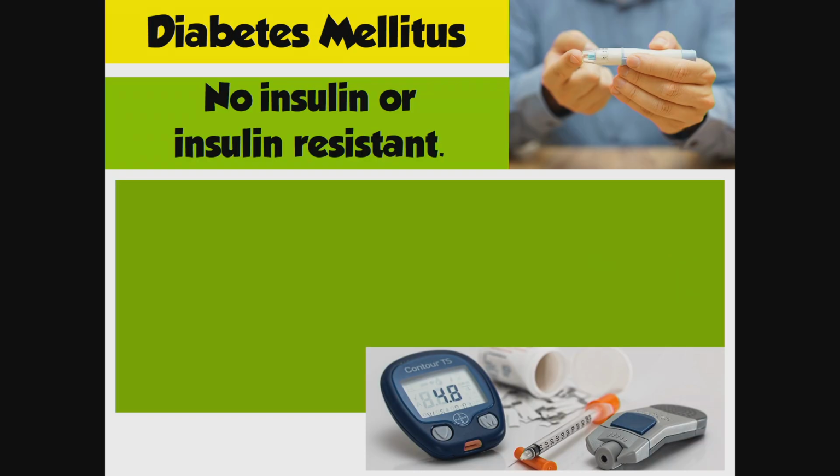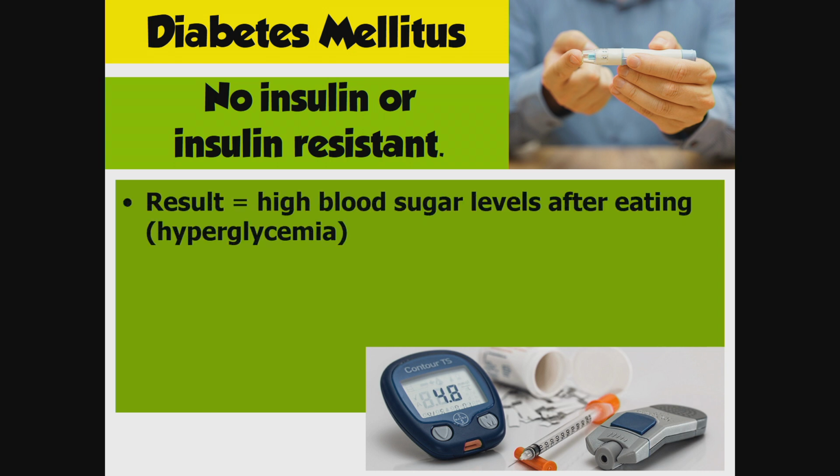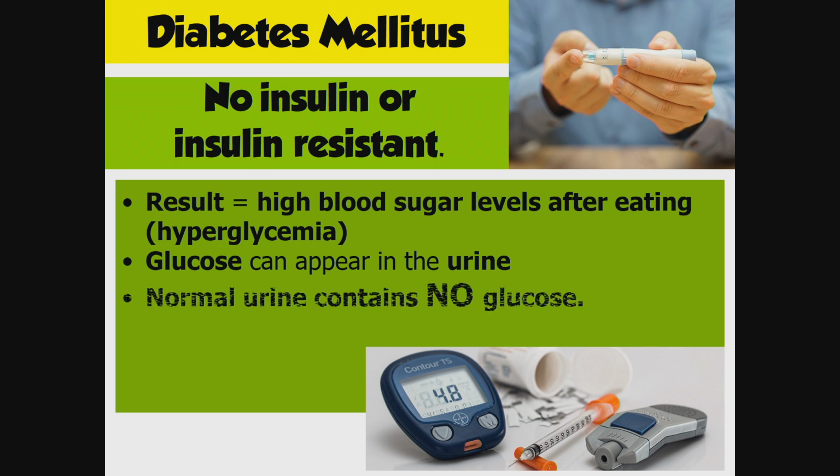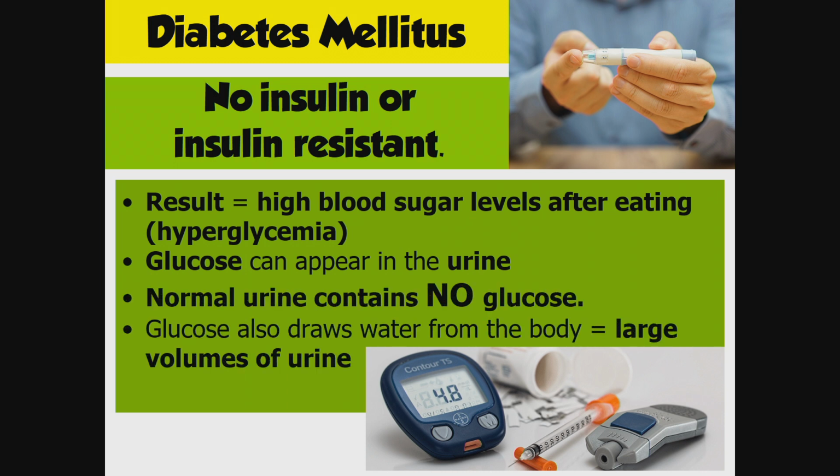Diabetes mellitus is having no insulin or when the body becomes resistant to insulin. The result is high blood sugar levels after eating, called hyperglycemia. Glucose can appear in the urine, whereas normal urine contains no glucose. Glucose also draws water from the body, so this person has large volumes of urine.